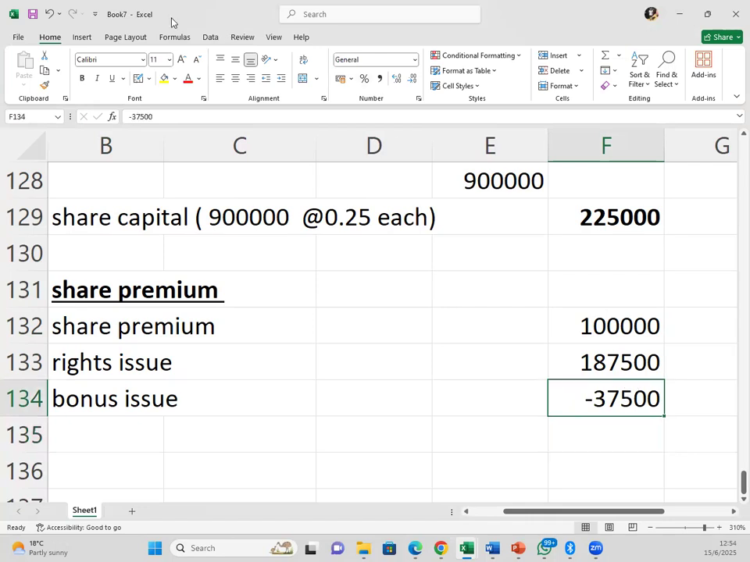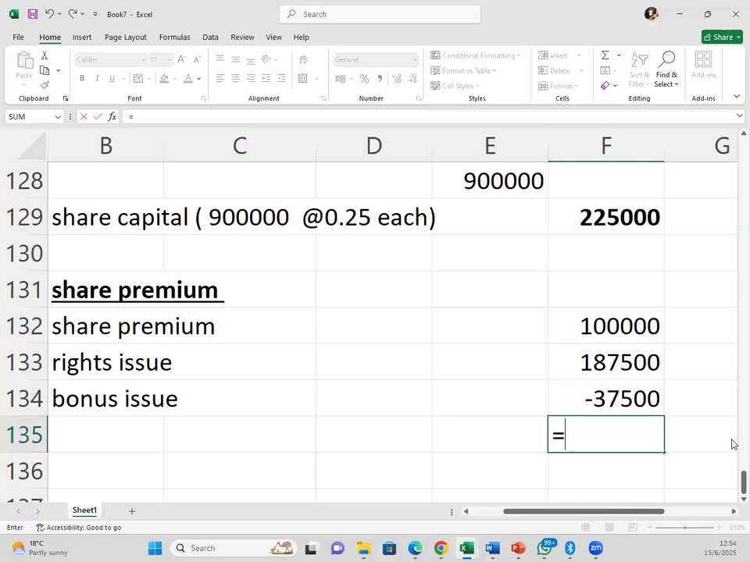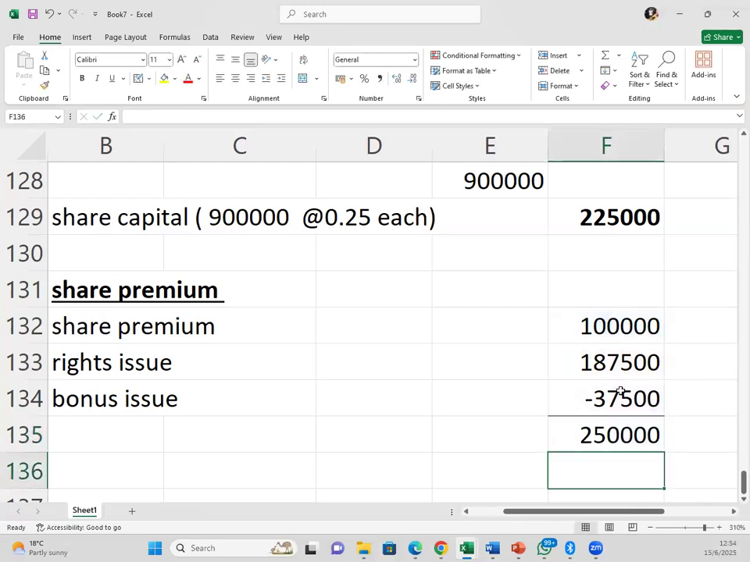So meaning that after all these transactions, the share premium account now has $250,000.